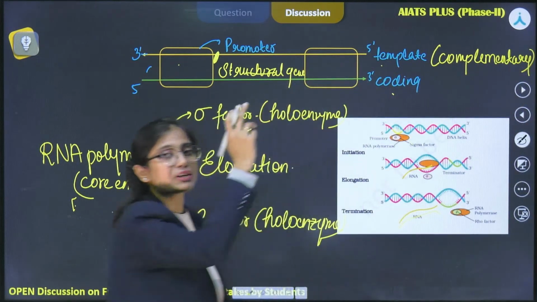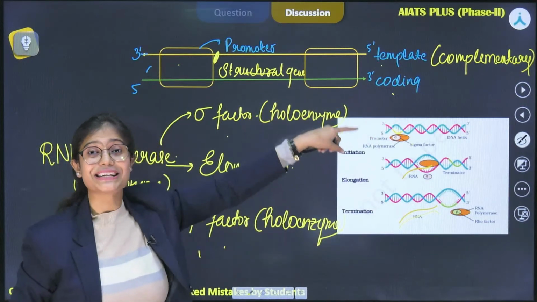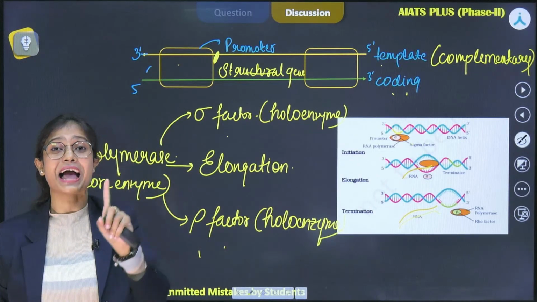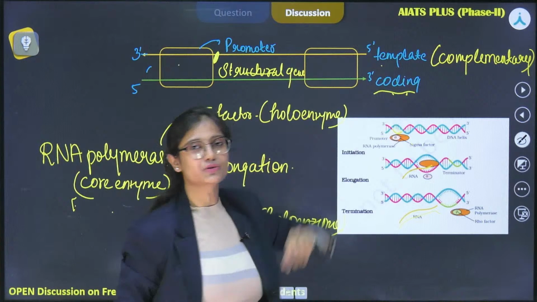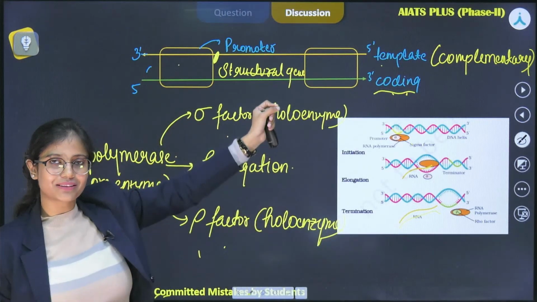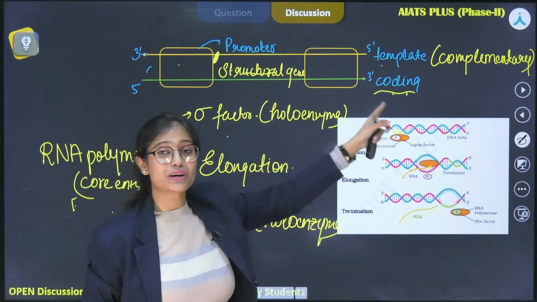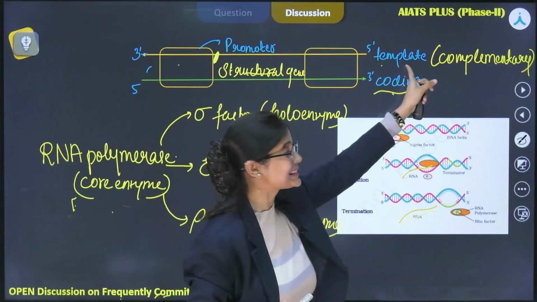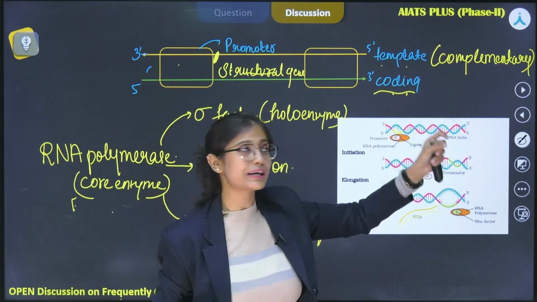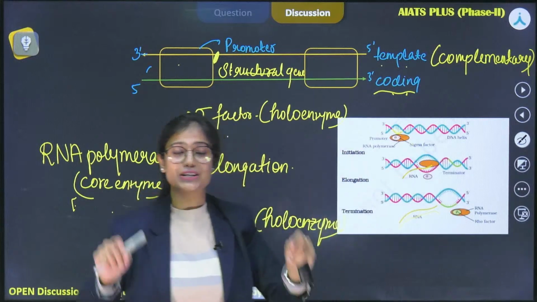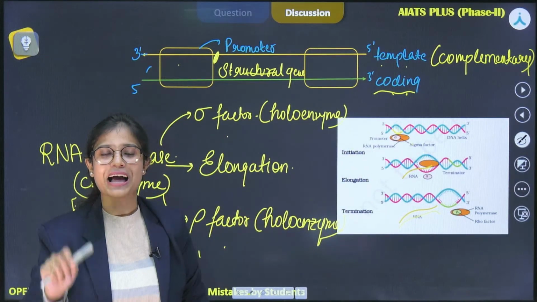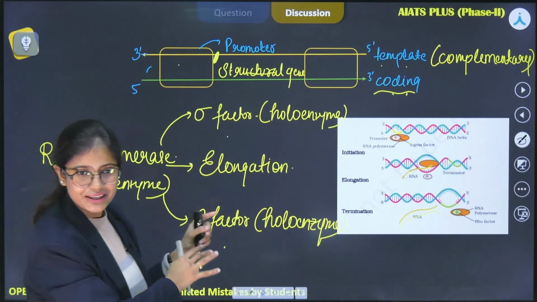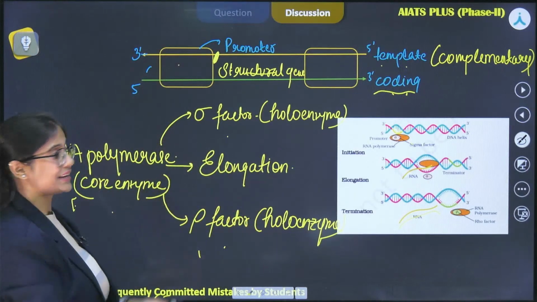So it will be complementary to the template strand, but it will be similar to the coding strand except on the position of thymine it will have uracil. That's why it is known as coding strand. It does not have any role during the transcription process, but it is known as coding strand because the stretch of RNA which will be formed from this template strand will be having the same sequence as of coding strand, but on the position of thymine they will have uracil. Okay? So this is how the transcription unit works or looks like.